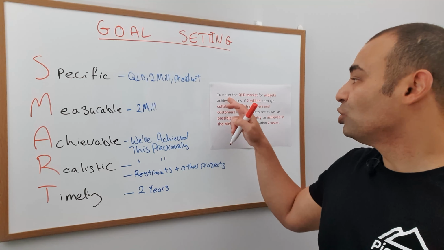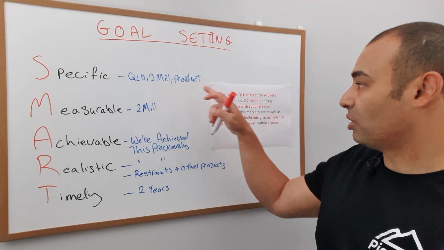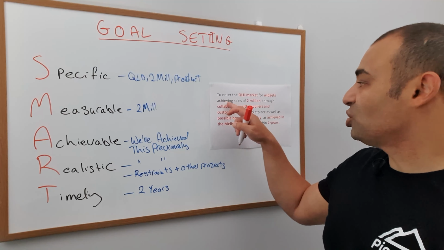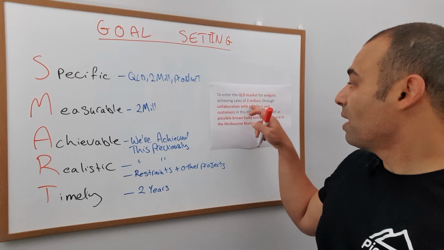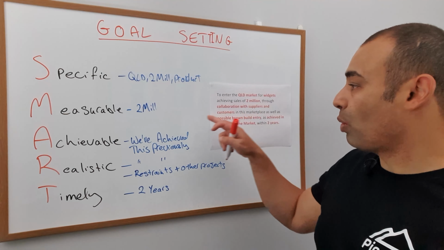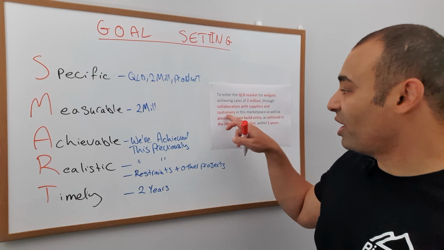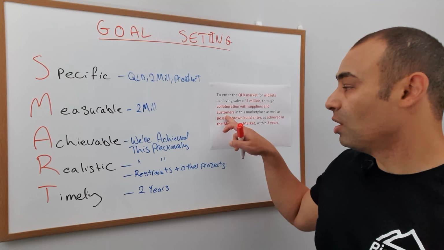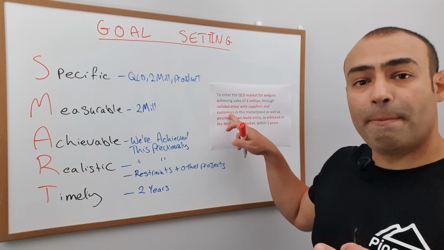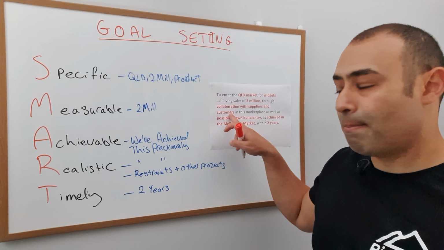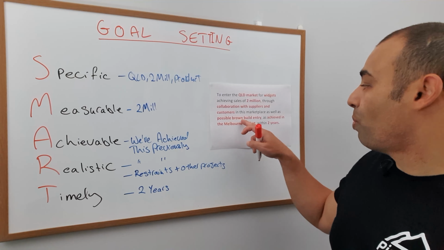So again, it's to enter the Queensland market for widgets, specific Queensland market and widgets, achieving sales of 2 million. Again, it's specific and it's measurable, right? We said 2 million through collaboration with suppliers and customers. That's how we're going to achieve it. Collaboration with our current suppliers and customers, potentially who are already in that marketplace, as well as possible brown belt entry.